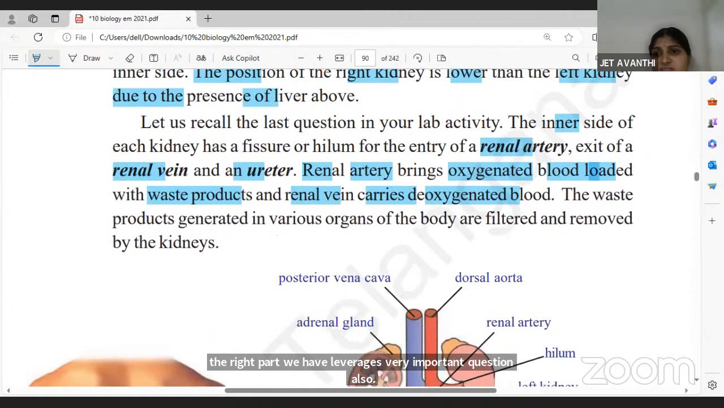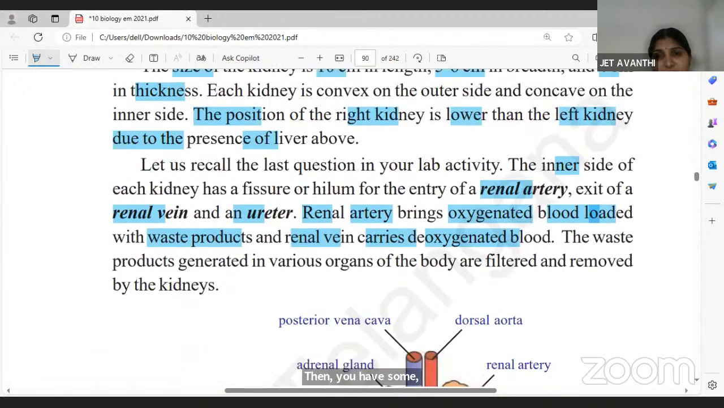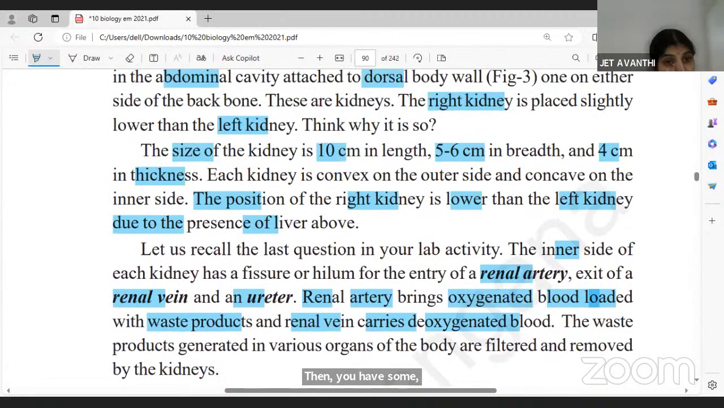Then you have some measurements, children, about the length and width of the kidneys. Please go through that. The size of the kidney is 10 centimeters in length and 5 to 6 centimeters in breadth and thickness, it is given. And as I told you, the position of the right kidney is lower or slightly tilted, it is not equal to the left kidney, because on the right side we have the liver. So the liver will be pushing the right kidney a little lower than the left kidney.